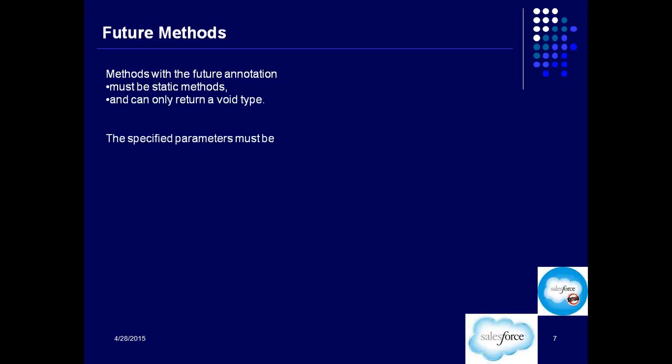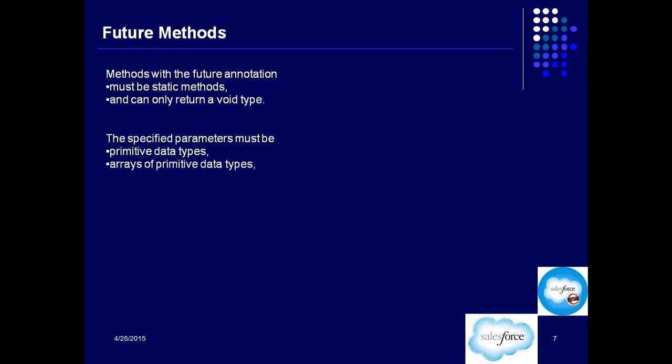And if you have to specify a parameter for that method, that parameter should be a primitive data type. The specified parameter must be of primitive data types, which means you cannot define an S object data type as a parameter for future methods. So it does not accept S objects as a parameter. You can define a primitive data type or arrays of primitive data types, which means a list of primitives.